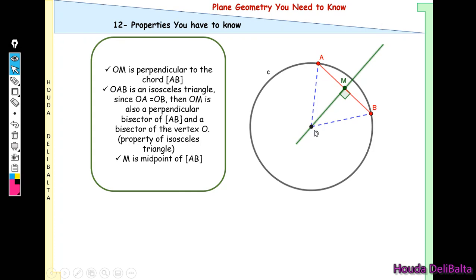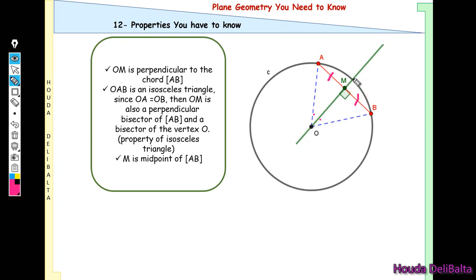If you join O to A and O to B, we definitely get an isosceles triangle, because OA and OB are radii and definitely they are equal. So we have an isosceles triangle OAB, and as you know, in an isosceles triangle, any height relative to the base from the vertex of that triangle is also a perpendicular bisector to that base, and it's also a bisector of the vertex. So that's the property of the isosceles triangle, and thus OM is a perpendicular bisector of AB, M is the midpoint of AB.